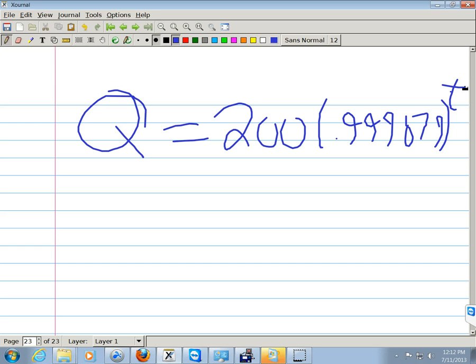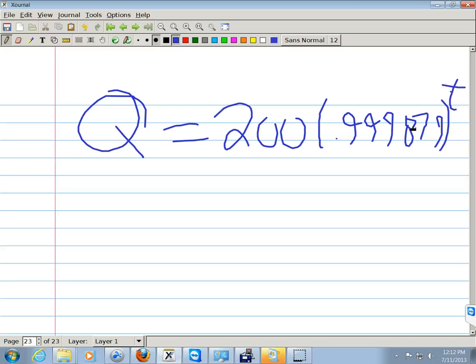Okay? Yeah, that's an 8. Okay, pretend that's an 8. My question is, what's the half-life? Now, by the way, is this exponential growth or decay? It's decay because you're taking powers of a number smaller than 1. It's getting smaller, so it's a decay rate.